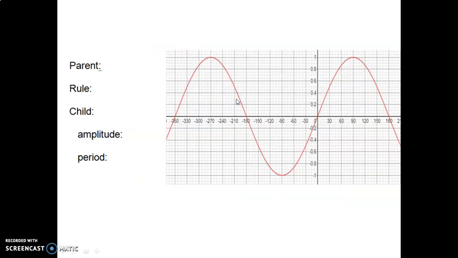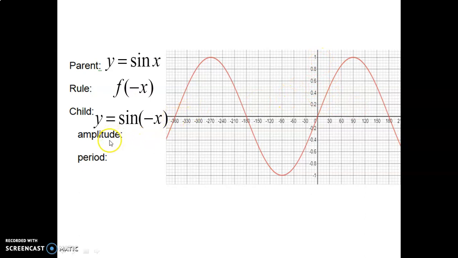Now let's look at that in terms of a sine graph. So here's our basic sine wave again, beginning at 0, rising, falling, going into the negative numbers as well. So our parent function, sine x. The rule we're going to apply is that negative x rule. So again, it's affecting the x values. So our child function is going to be this one. That negative x is input into the x here and becomes negative x. And again, when we see the x values become negative, therefore reflection over the y-axis. So does that affect the amplitude and the period?